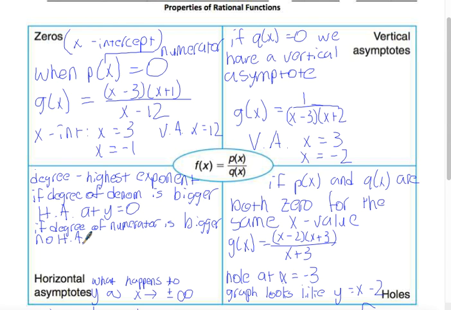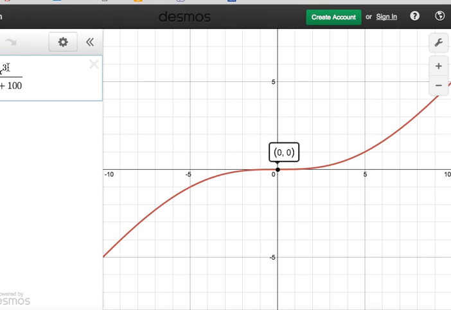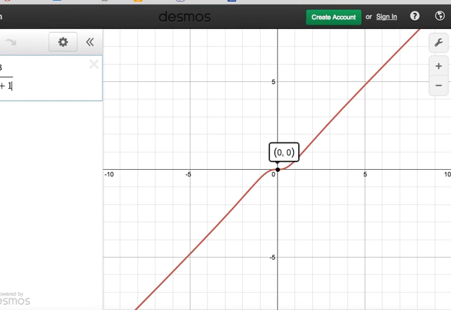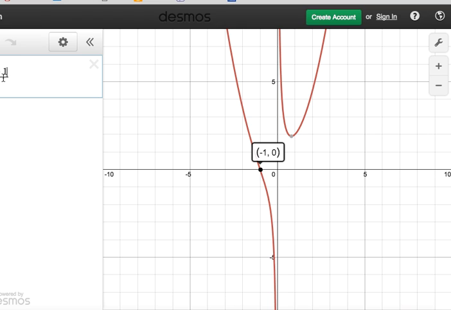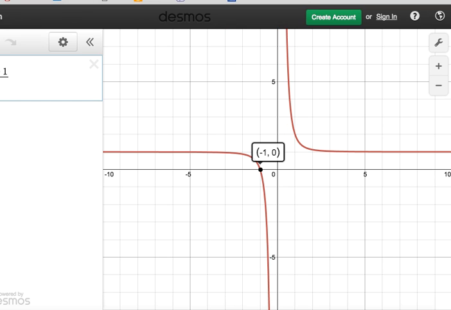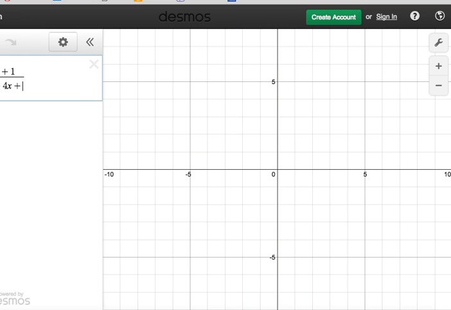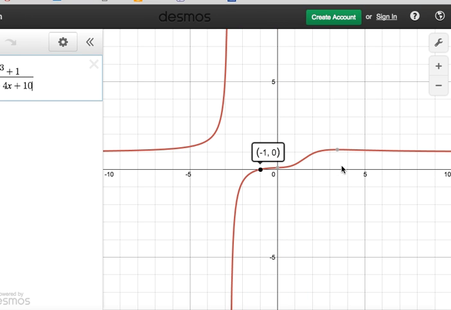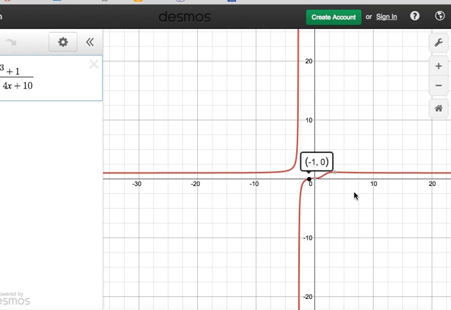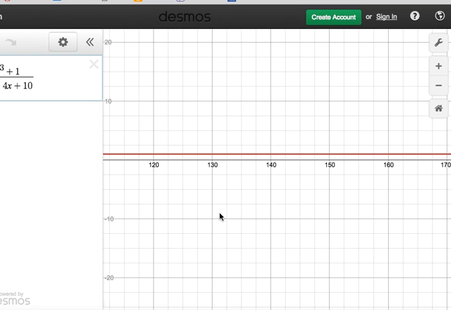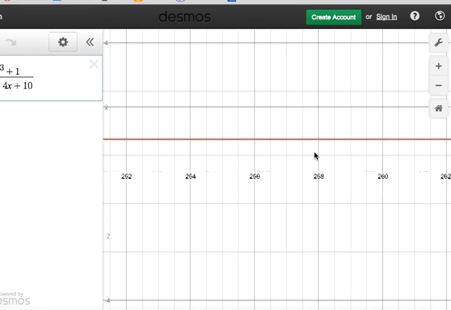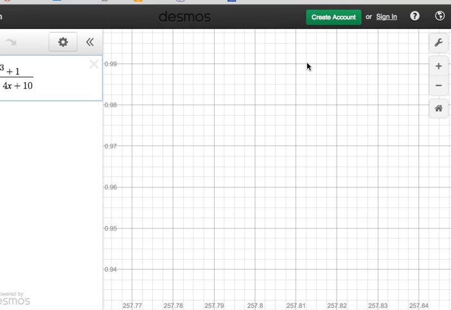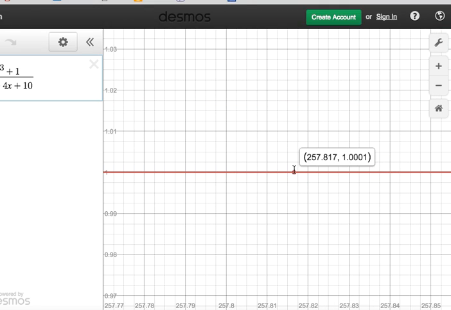So now there's one other question. What if they're the same? So let's go with x cubed plus 1 over x cubed minus 4x plus 10, whatever. So we're looking at y values as x goes to infinity. So we go farther and farther and farther out. And what do we see? Well, the y values are getting very, very close to 1. Not exactly 1, but very, very close. See, 1.0001.